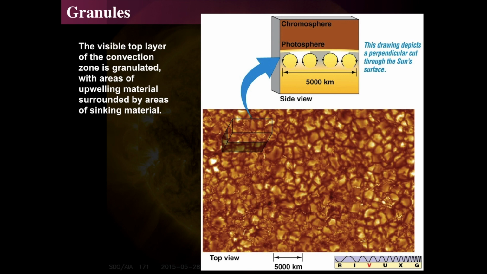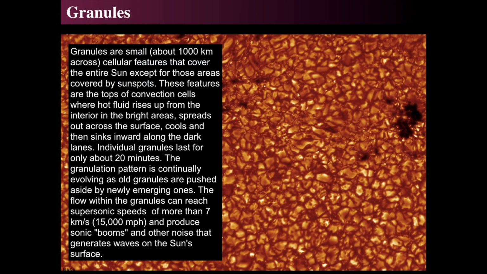So these things can be very, very large. These granules can be up to the size of a continent. They can be about 1,000 kilometers across. They move around and provide the base of the photosphere. Basically, the granulation that we see here is what we call the photosphere. So the granulation of the photosphere is it. Granules are therefore pretty small features, and pretty small is 1,000 kilometers, or about 600 miles across.